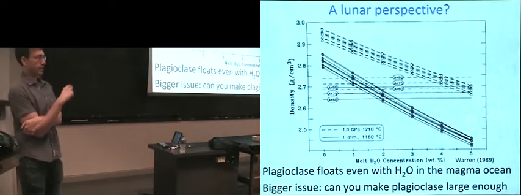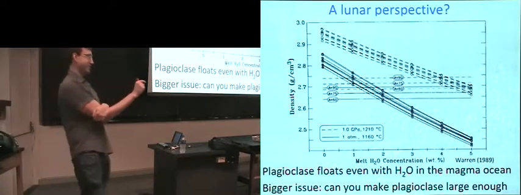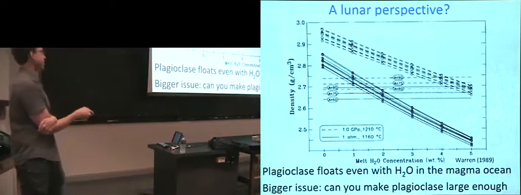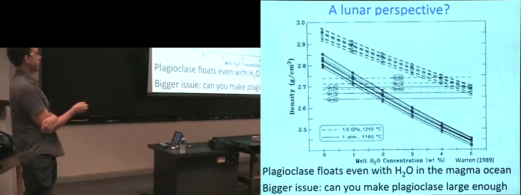The criticism of that is water. Plagioclase is only a little bit less dense than your magma ocean, and water really changes the density of magma. So people have argued that here's the plagioclase density, here is 1 GPa, and here's 1 atmosphere, so this is the density of the magma, and this is how much water you put in it.